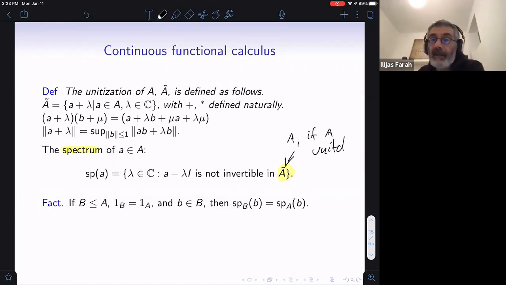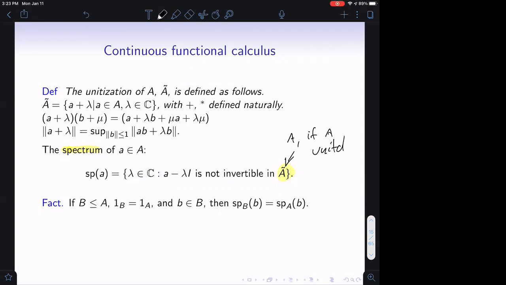So again, linear algebra. Just think about diagonalization of matrices. The first thing that you do is find the eigenvalues. Well, eigenvalues are elements of the spectrum. It is more complicated than that, but basically this provides a good intuition.